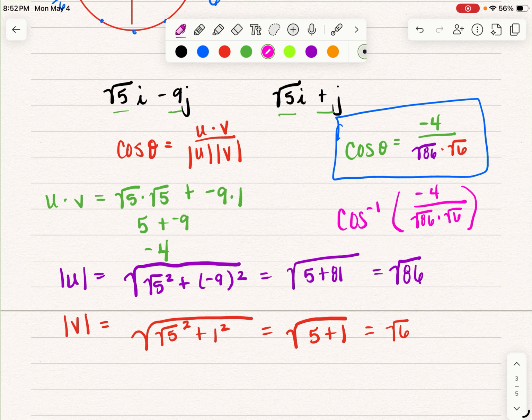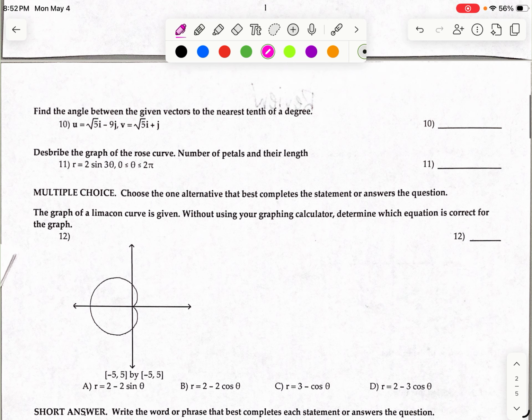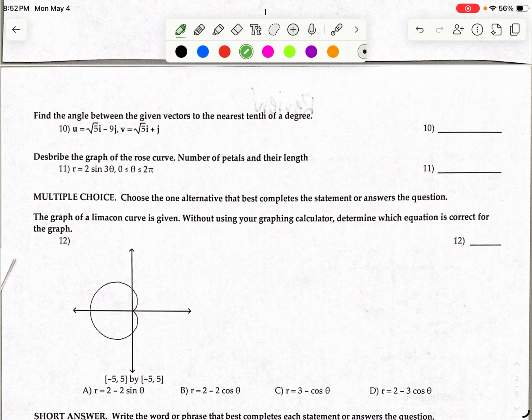And rounded to the nearest tenth is 100.1. So let me write that up here. So the angle is 100.1 degrees. That's the angle between those two vectors. So those are the two vector ones.